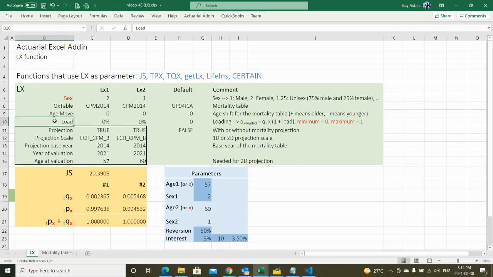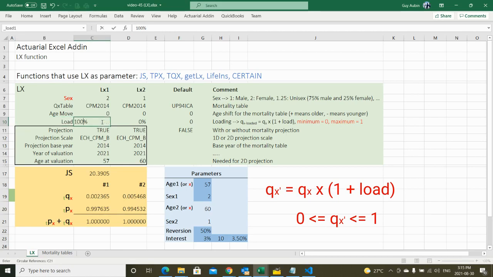Next parameter is the loading parameter. So the mortality rate could be loaded from minus 100% to whatever you want, with the limit that the final mortality rate will be limited between 0 and 1. It could not exceed 1, could not go below 0. So if I load by 100%, it would mean 2 times the mortality rate. And you see the rates have been multiplied by 2. So if I put it back to 0.